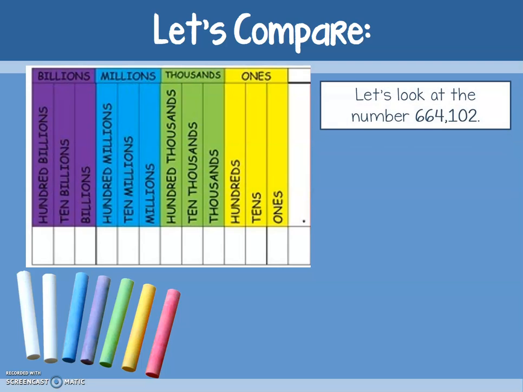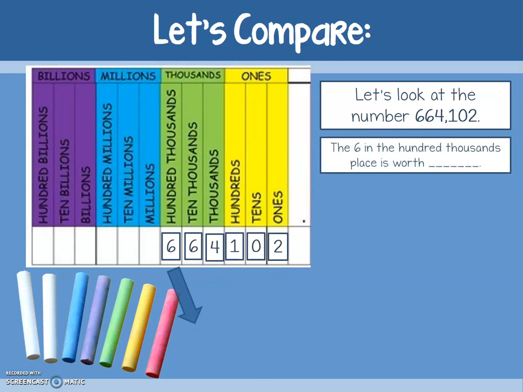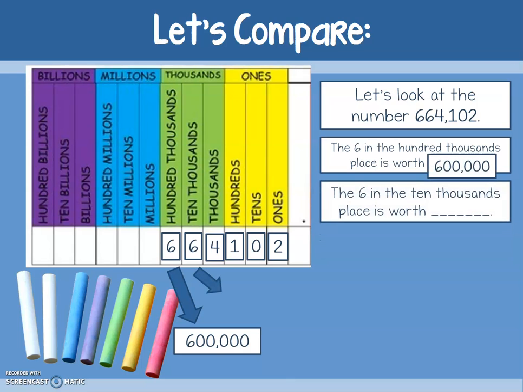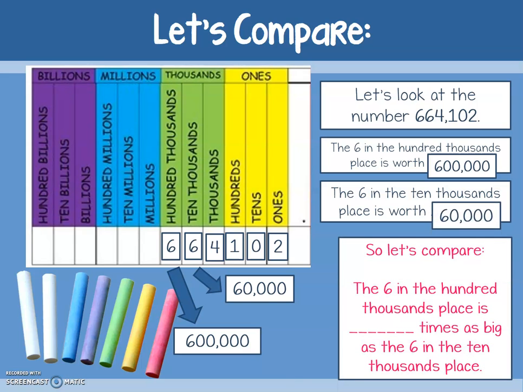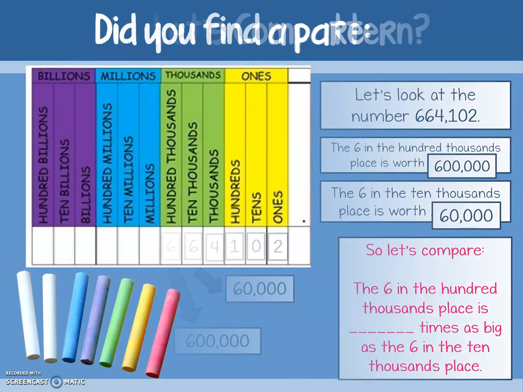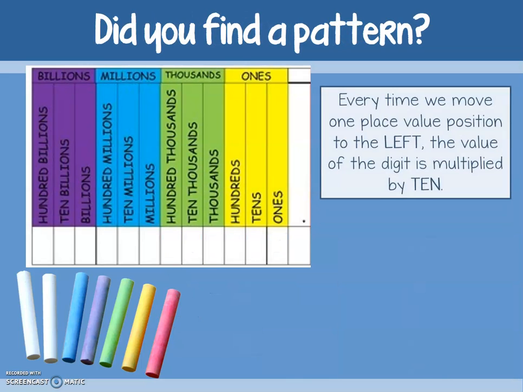This time, let's look at the number 664,102. I have a 6 in the hundred thousands place, which I know is worth 600,000. I have a 6 in the 10,000s place, which I know is worth 60,000. So let's compare. The 6 in the 100,000s place is how many times as big as the 6 in the 10,000s place? Did you find a pattern?